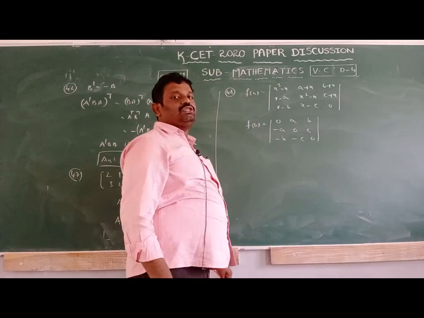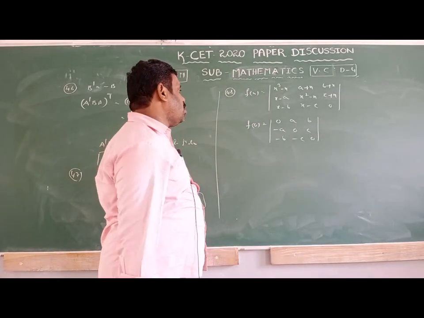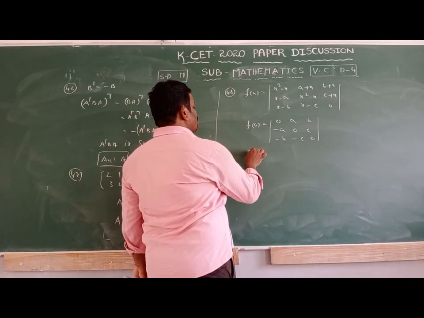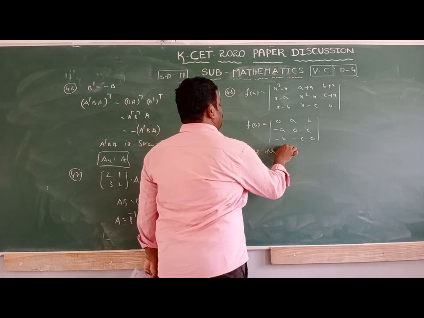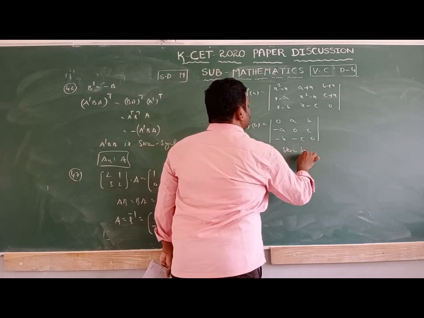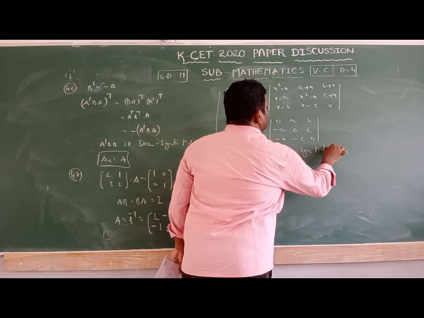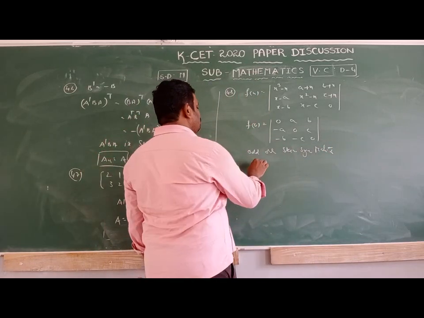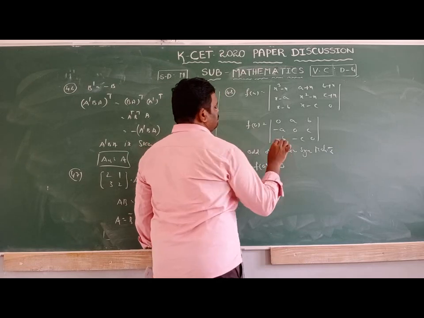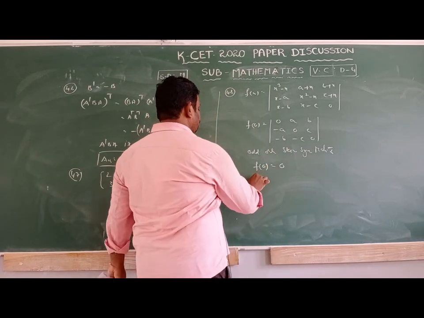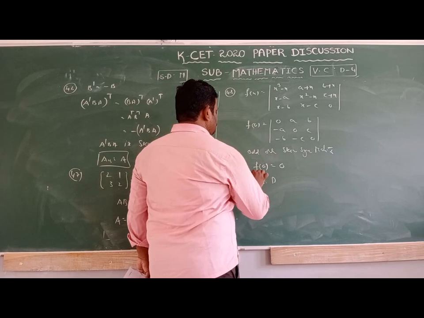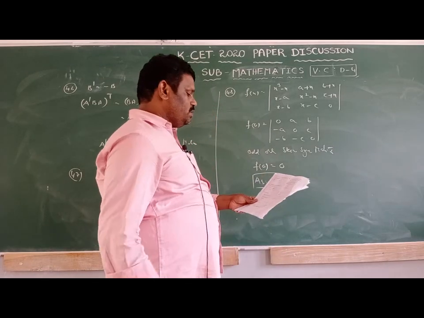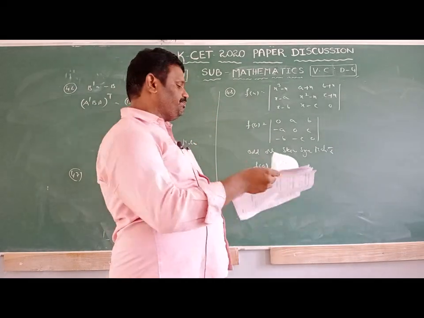Now this is an odd order skew symmetric matrix. Already you know the property that the determinant value of an odd order skew symmetric matrix is equal to 0. F of 0 is equal to 0. So answer is 4, option D. Okay, so next one, 49th bit.